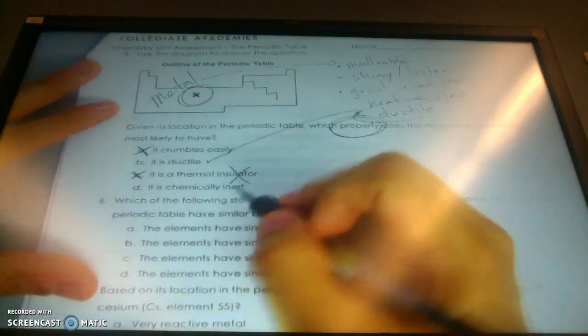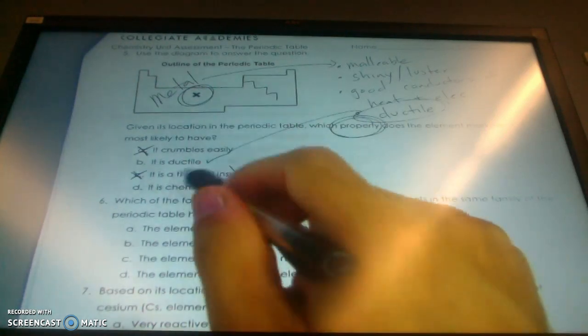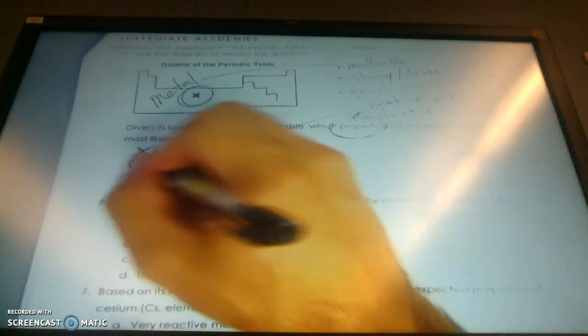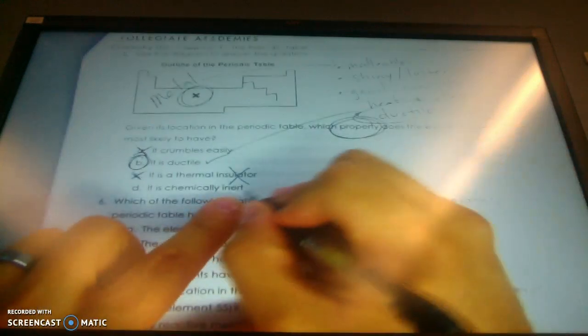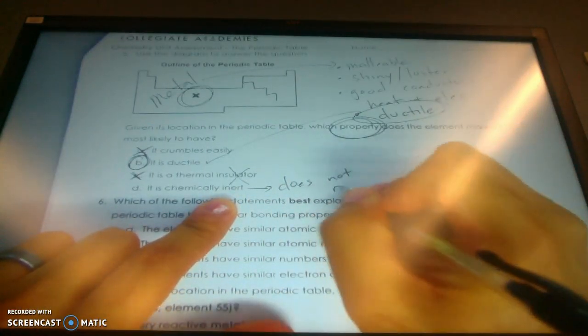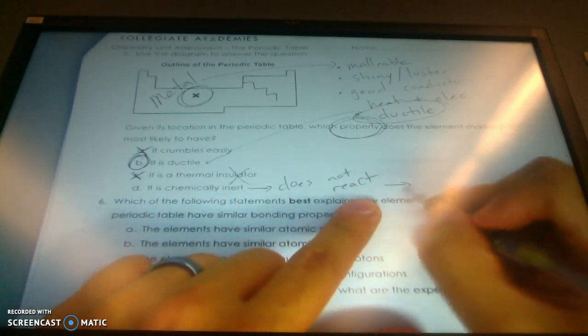Okay, and it's chemically inert. I'm not really sure, we didn't go over the word inert in class before, but I am already thinking it was going to be ductile because I had already matched that with a metal, so I'm going to go ahead and go with B here. Okay, by the way, chemically inert means it does not react. Okay, and that's not the case. This is only true for noble gases.